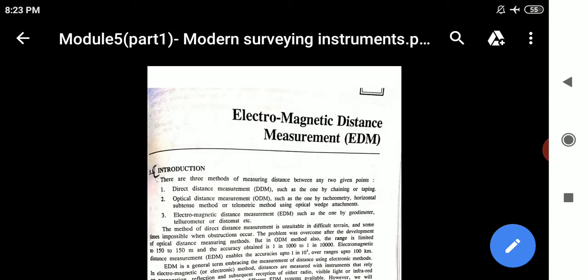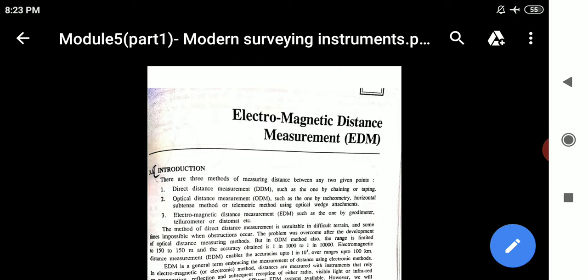We will start the fifth module, that is electromagnetic or else modern surveying instruments. In that, there are three parts. First one is electromagnetic distance measurement, second one is remote sensing, third one is GIS, Geographical Information System.